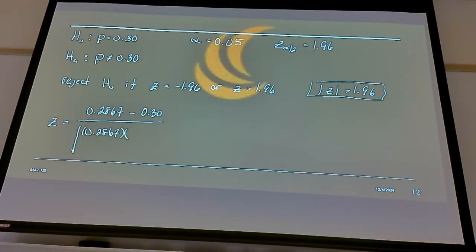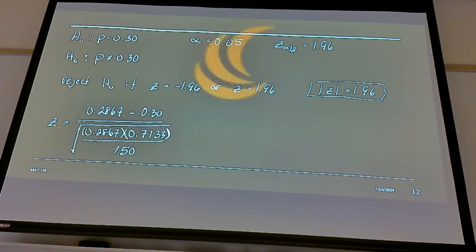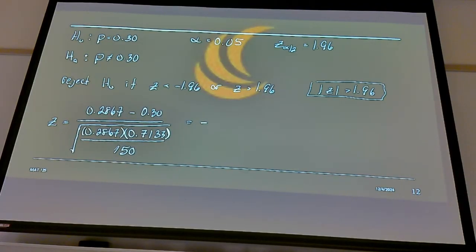1 minus 0.2867. 0.7133. Did I do that mental math right? I think I did. All over 150. And that I am not doing in my head, other than the fact I know it's going to be negative. Let's see what this gives us.